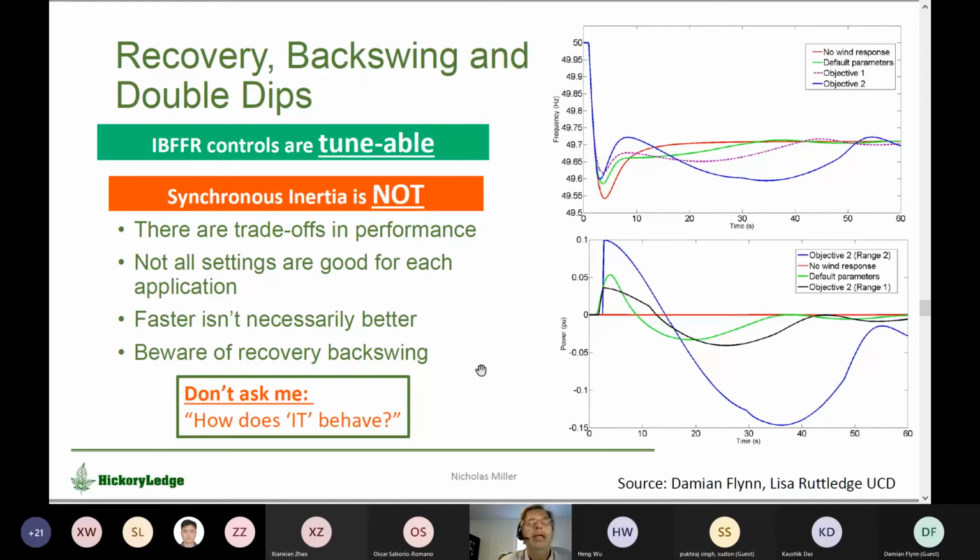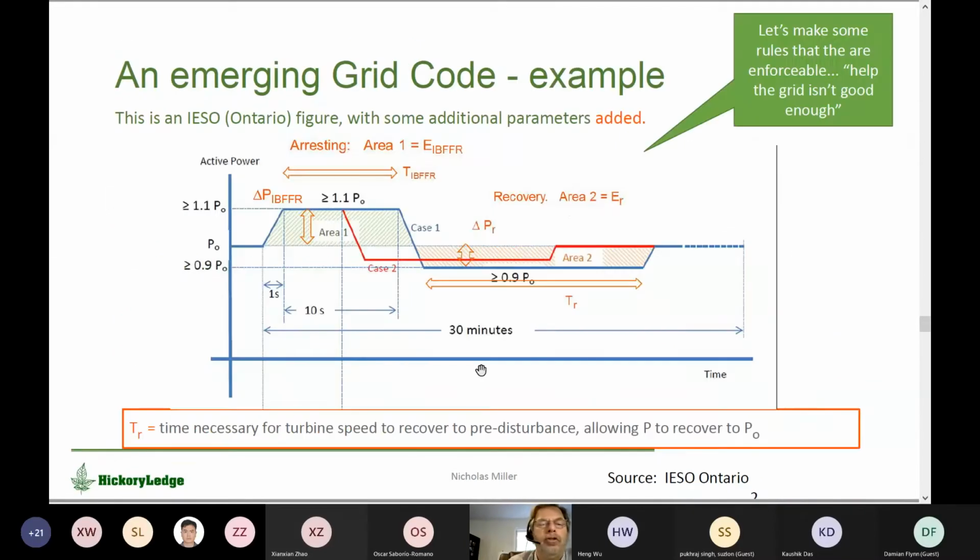So what? Two really big takeaways, right? Unlike synchronous inertia, these controls are tunable. You can make them do what you want. There are trade-offs. There isn't just one set of settings that works good for all systems. And therefore, when somebody says, tell me how synthetic inertia works, the answer is, that's a dumb question. There's more to it than that. And there's very fertile ground for you as possible researchers in trying to figure out how to do things.